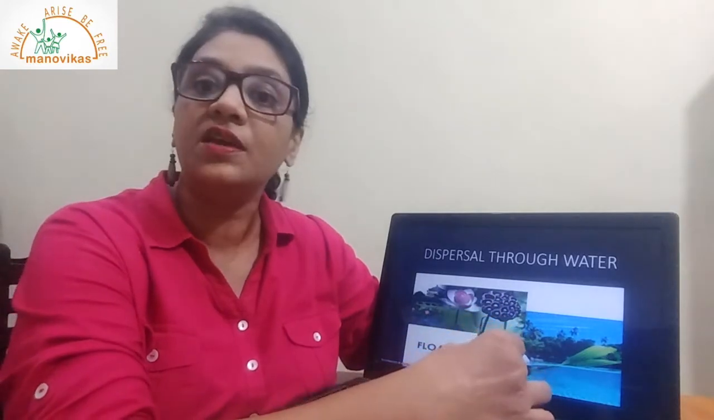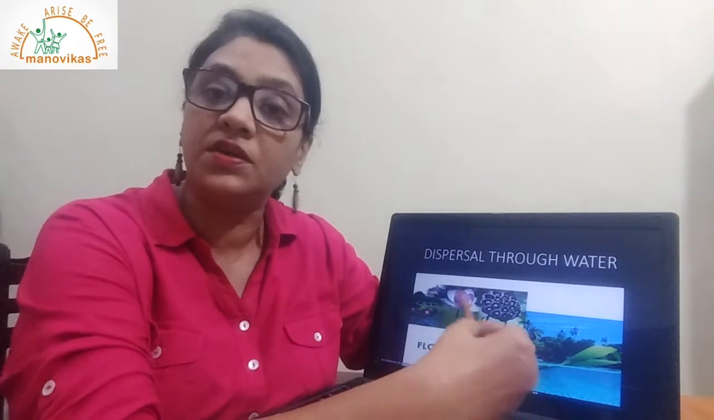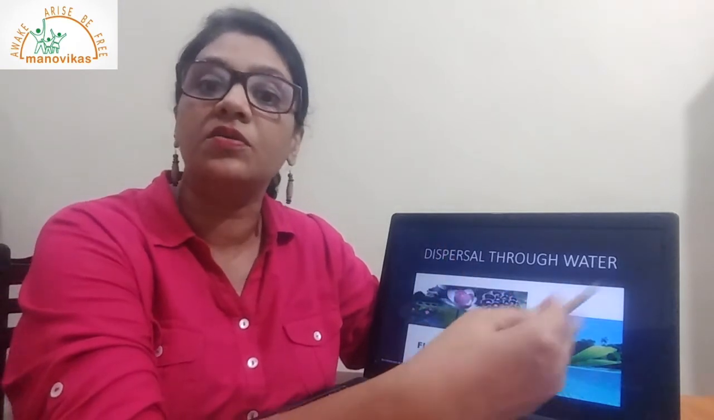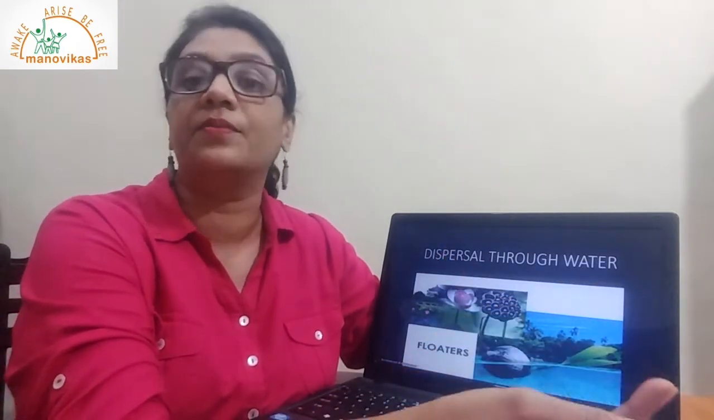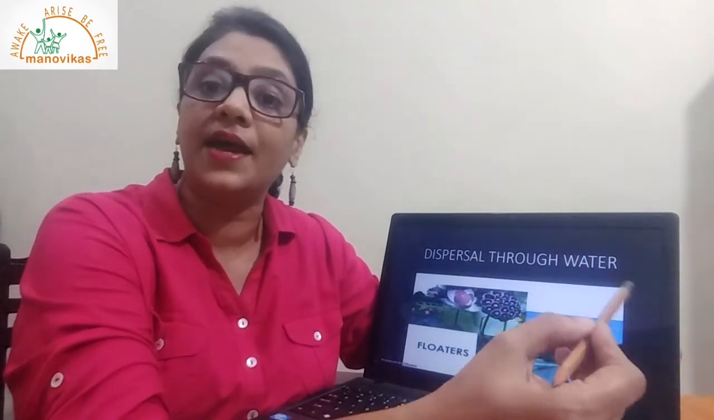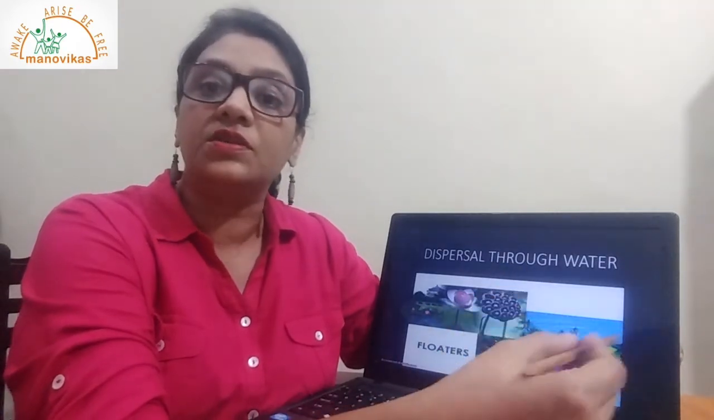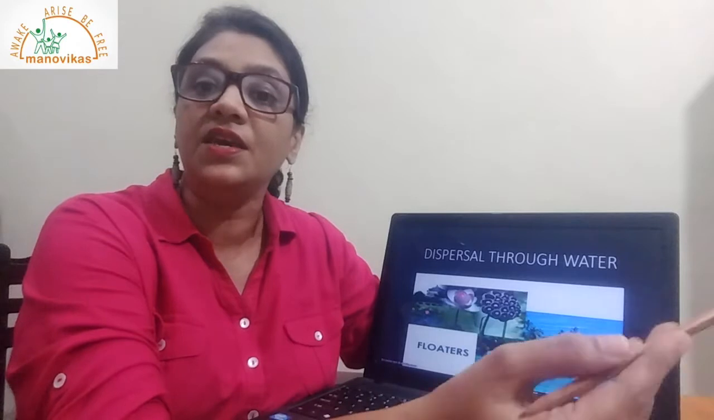Coconut floats in water. So it is the water that takes the coconut to another place. For example, we have coconut trees on islands, remote islands. How have the coconut trees reached there? The coconuts float in the water and reach the island.